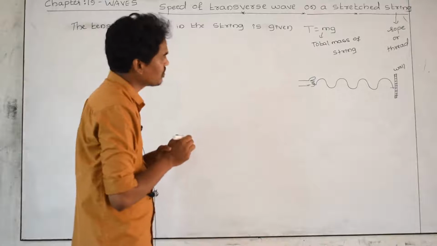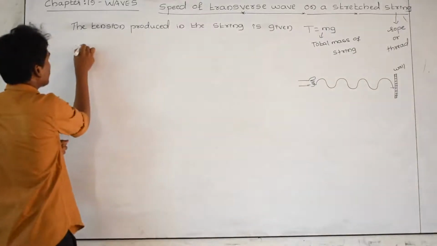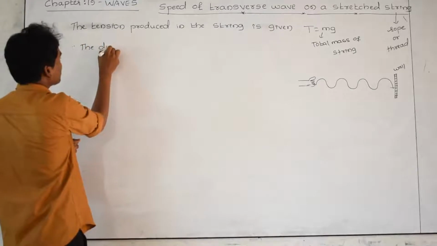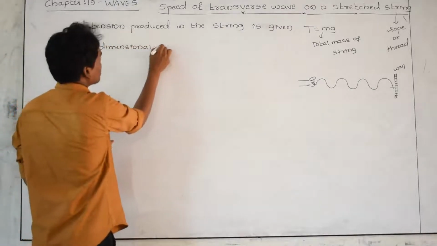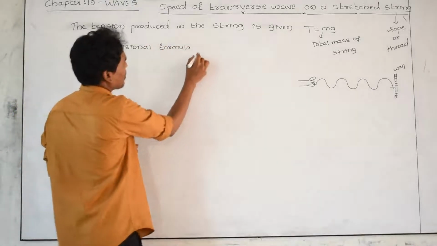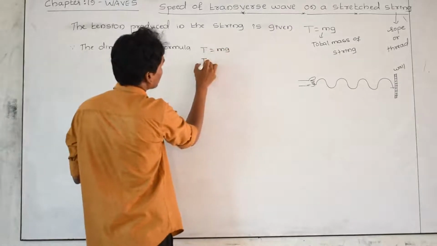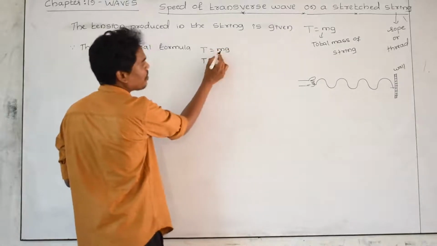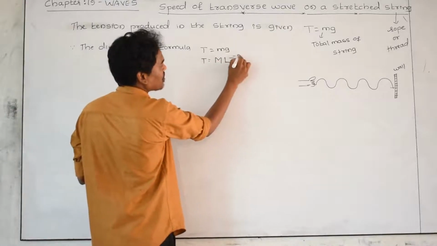And here, the dimensional formula of tension T is equal to m into g. How can we write it? T is equal to, the dimensional formula of mass is capital M, and g is LT raised to minus 2, as you know very well.